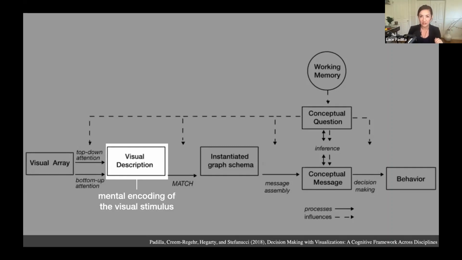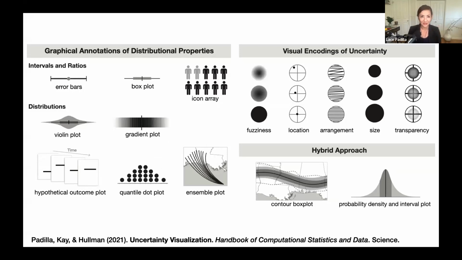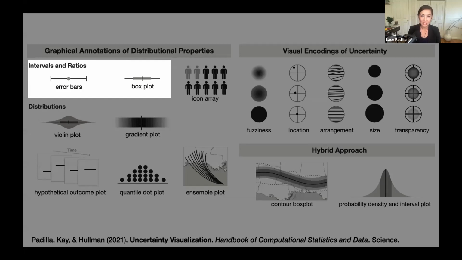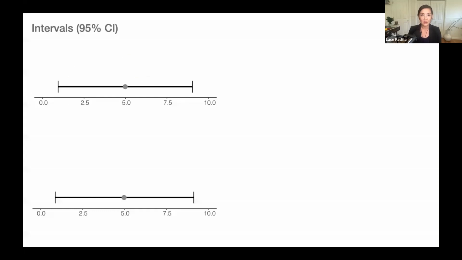I'm also going to use this figure from a paper that we recently published where we summarize all of the modern research on uncertainty visualization. Let's start here with intervals and ratios. This tends to be the most common visualizations shown to the public. Okay, so here we have 2 95% confidence intervals. If you saw this online or in some type of publication, you might think these are 2 very similar intervals. Maybe they're based on the same data, maybe very, very similar underlying conditions went into these intervals. If you thought that, you'd be very wrong.